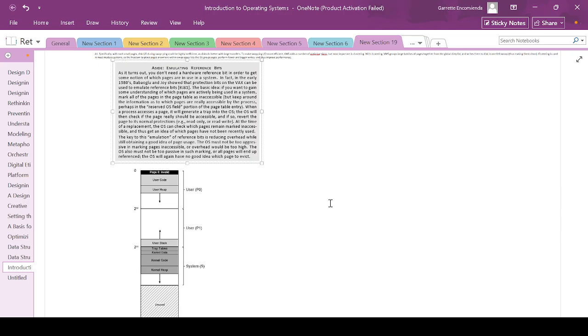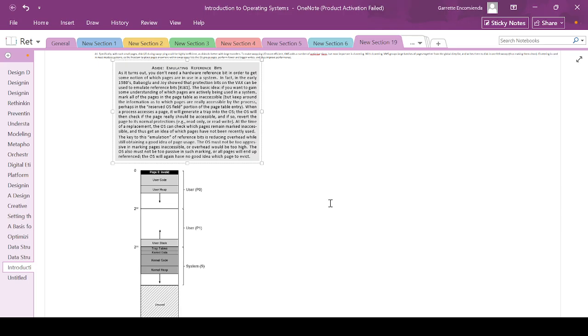So it will trap into the OS, and then the OS, based on that reserved OS field, will check what the code can really access, whether it's read or write. At the time of replacement, the OS can check which pages remain marked inaccessible and thus get an idea of which pages have not been recently used.